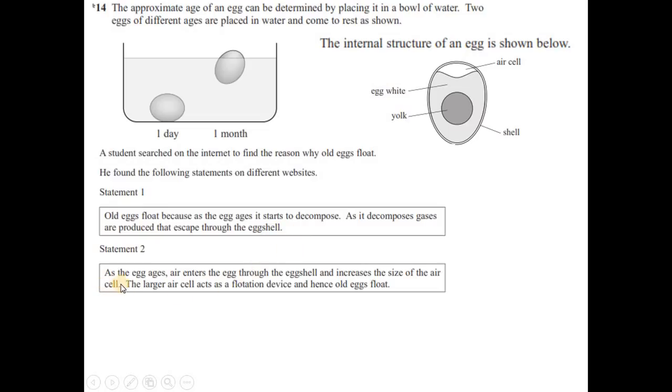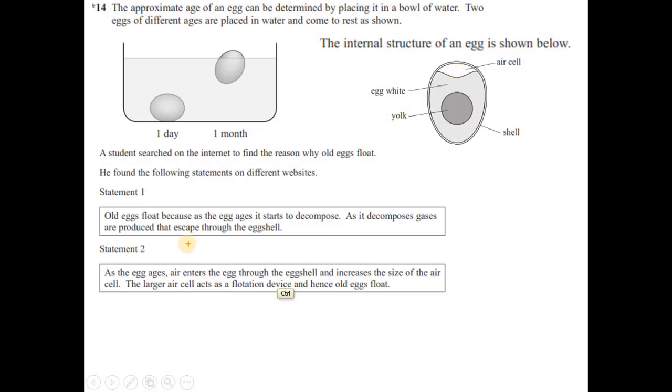And statement 2 is, as the egg ages, air enters the egg through the eggshell and increases the size of the air cell. The larger air cell acts as a flotation device and hence old eggs float. So now the internal structure of an egg is shown below. Okay, so this is the air cell.